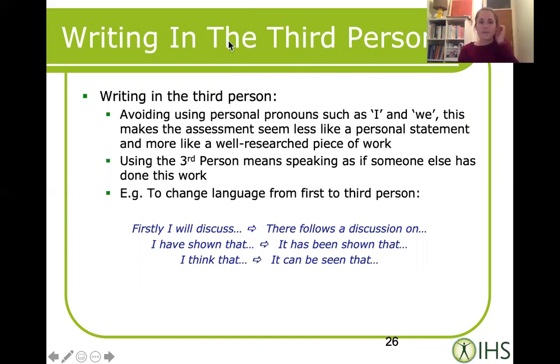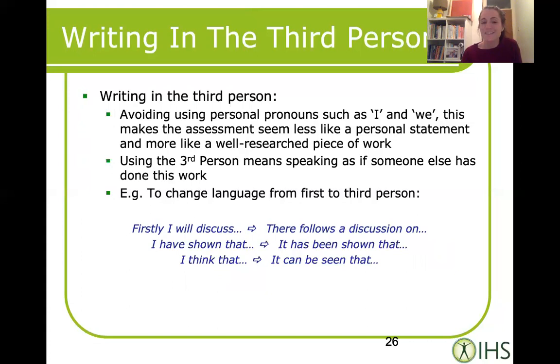So there's just one thing here that I just want to highlight. Writing in the third person. So often we're going to suggest that you write in the third person. This involves saying, instead of saying, firstly, I will discuss, there follows a discussion on. So often when we're writing in an academic way, we want to take out the personal part of it. And that's why we write in a third person.